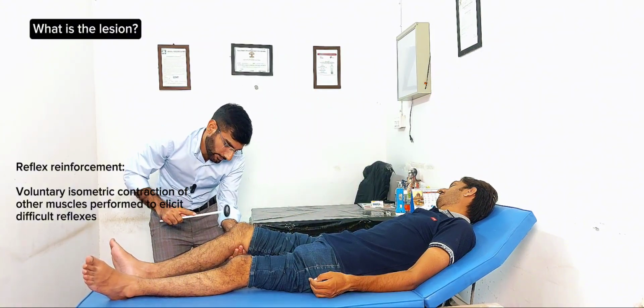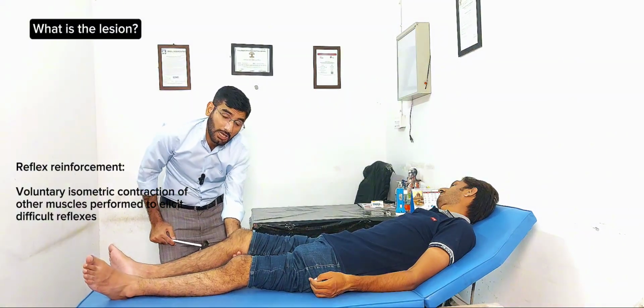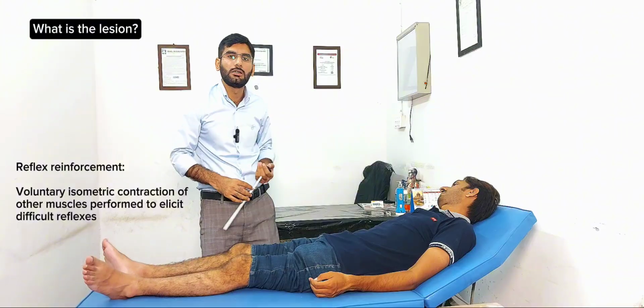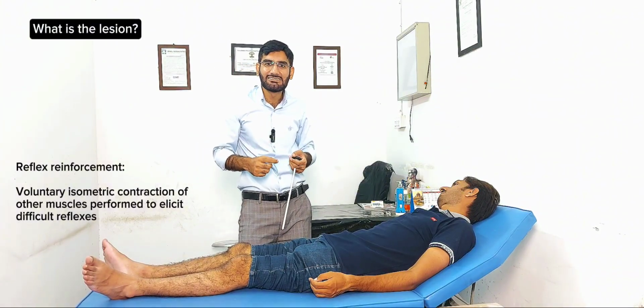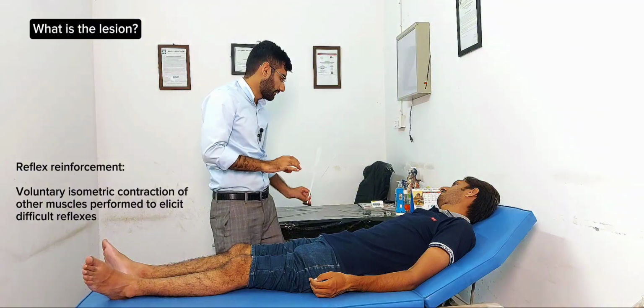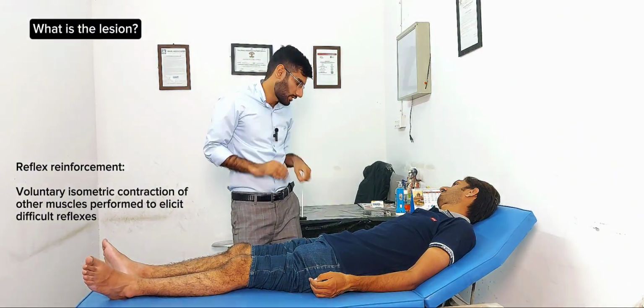So you tap the tendon. Let's suppose reflex is absent. Now you do reinforcement. You ask the patient to either clench their teeth when you are about to tap the tendon, or they can make a grip like this.